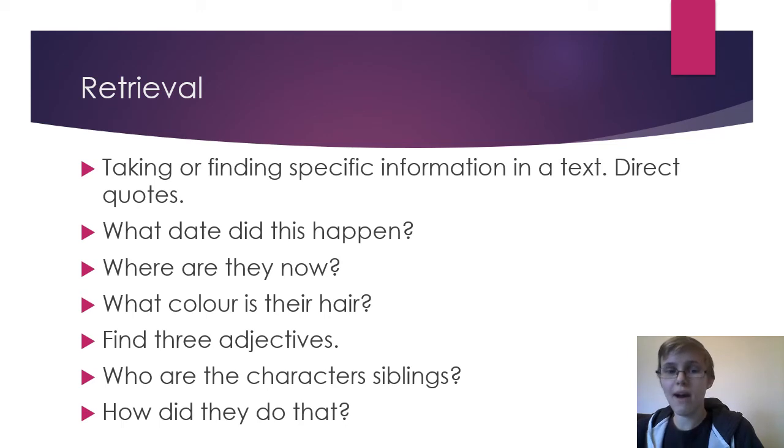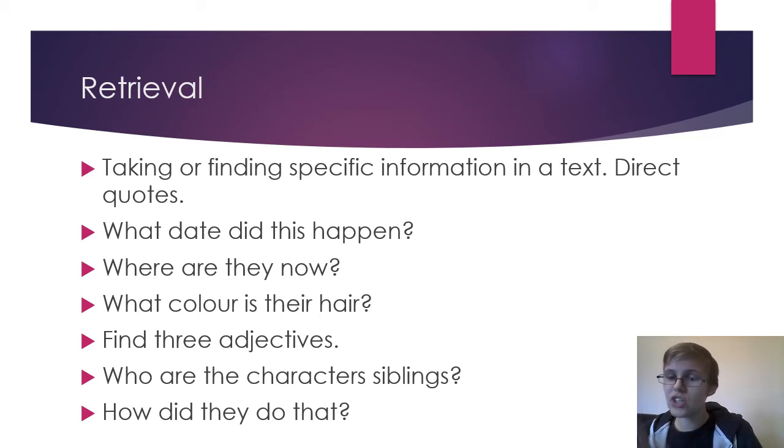So the Great Fire of London was in, and then I would find that date and I would put it in. Where are they now? Again, we had this one earlier for inference. You might need to infer if there's not a lot of information. If there is a lot of information, you won't need to infer. You will just use the information that's already there. If it says they're in Paris, Paris is what you're retrieving, not inferring, okay? What colour is their hair? It will say in the text if it's retrieval.